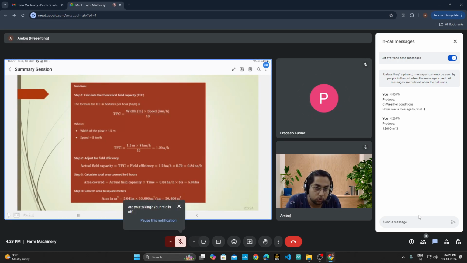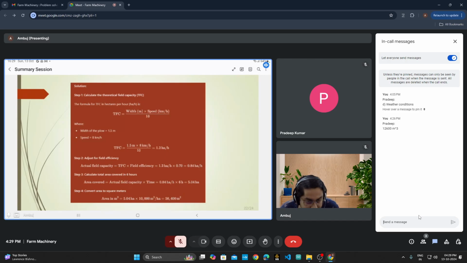See here, 1.2. I think you can see 1.2 I am getting. 1.2 hectare per hour. Directly I am getting 1.5 multiplied by 8 divided by 10, 1.2 hectare per hour. Actual field capacity is 70% of that, means 0.84 hectare per hour. I'll just show it on the camera also. 0.84, no problem.